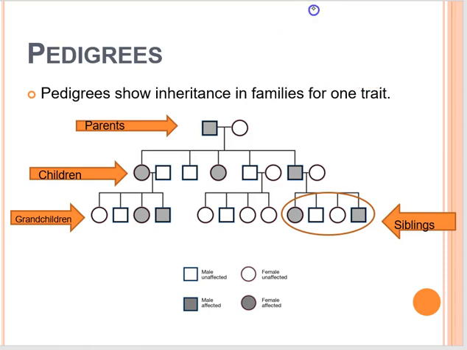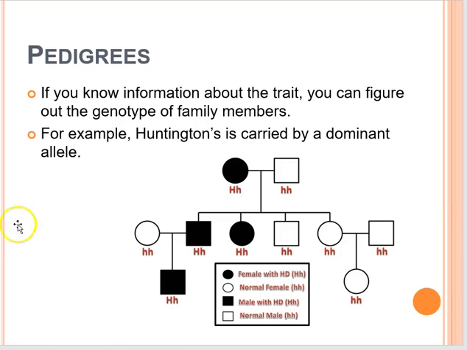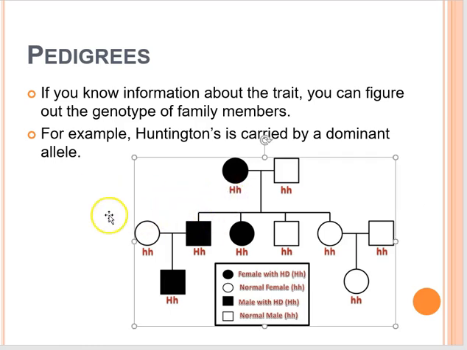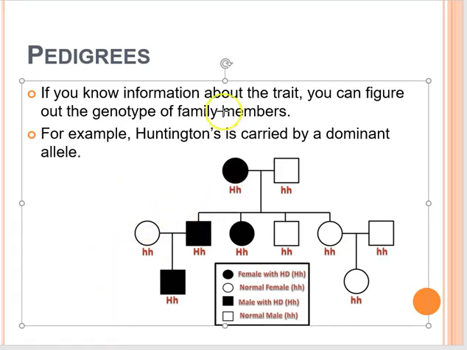Here's an example for Huntington's disease. Huntington's is the opposite. We've been talking a lot about recessive traits, recessive disorders. Huntington's is a dominant trait. Allele causing this trait. You can see that all these on the right side have no big H's, which means no Huntington's disease.